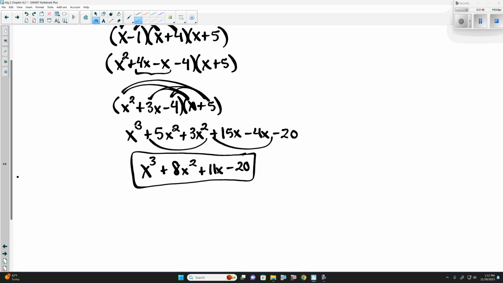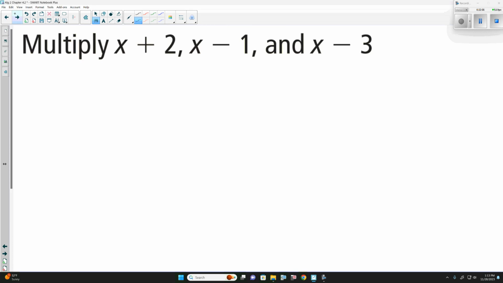So multiplying three terms together is not really any different than two. It's just we do two together, simplify, and then do it again. Questions on this here? I feel pretty comfortable with these here.